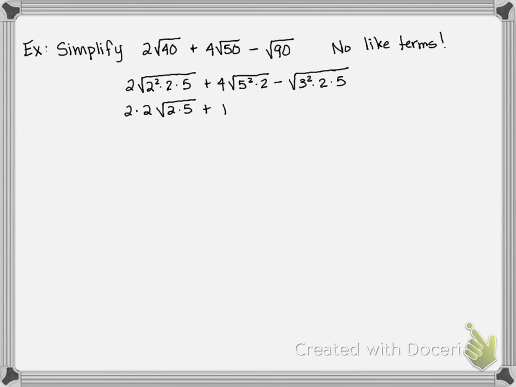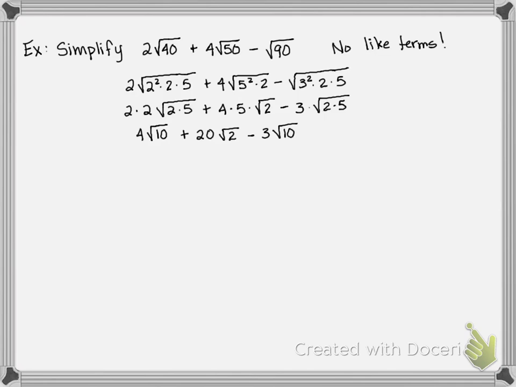And then I have 4, and the square root of 5 squared is 5. And the square root of 2 is the square root of 2. And then the square root of 3 squared is 3. And then the square root of 2 times 5 is just the square root of 2 times 5 because neither can be simplified. So we end up with 4 times the square root of 10 plus 20 times the square root of 2 minus 3 times the square root of 10.